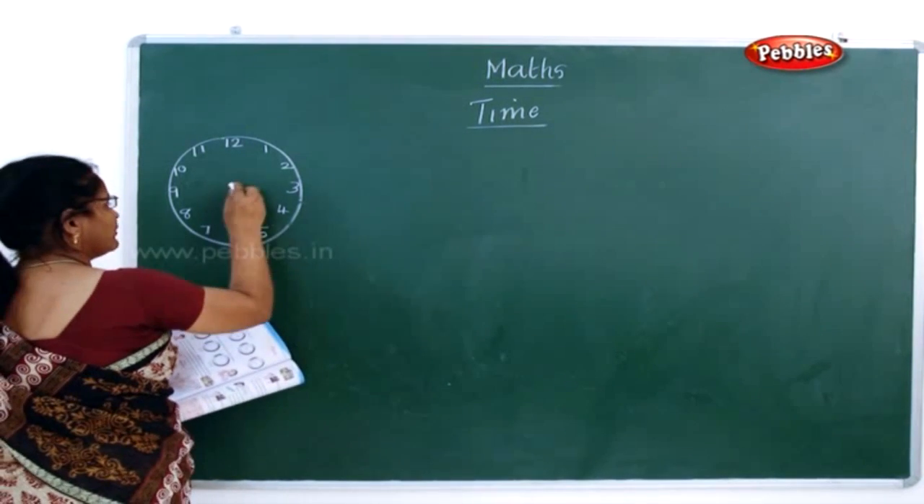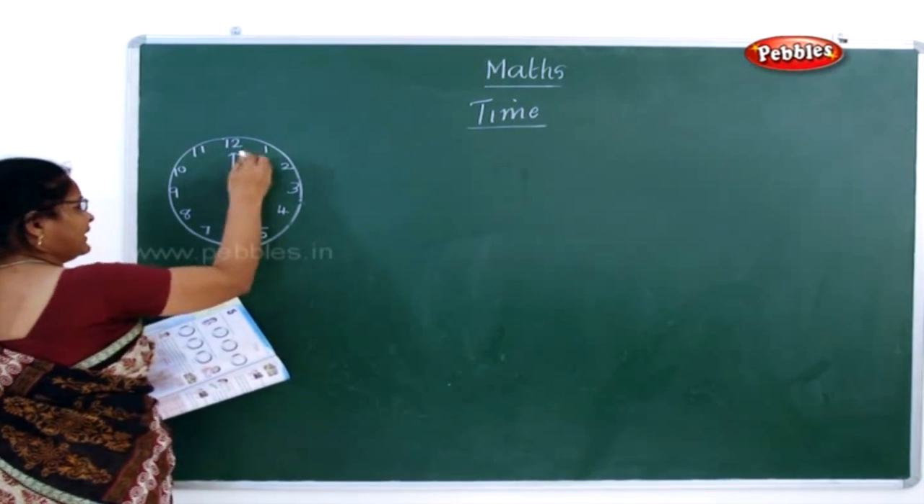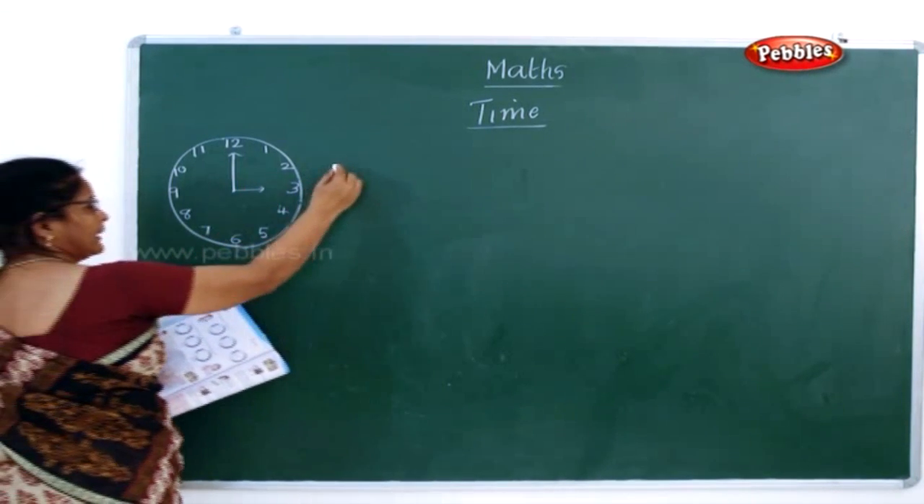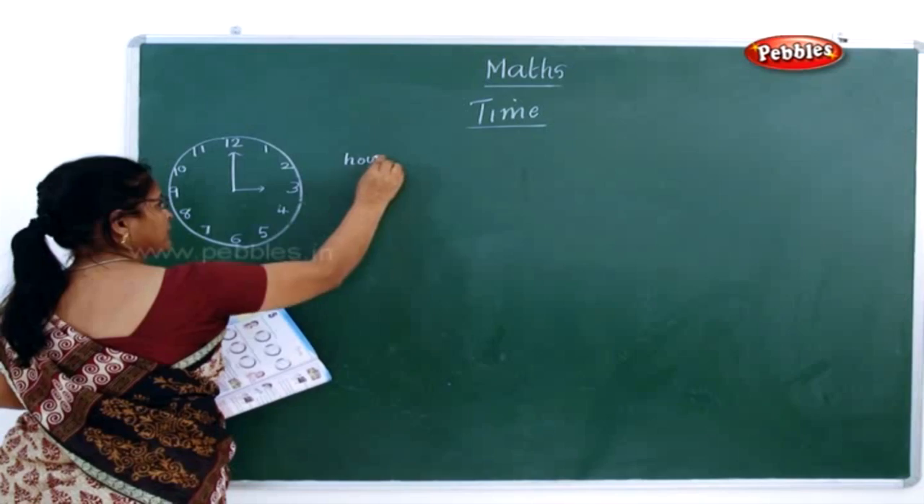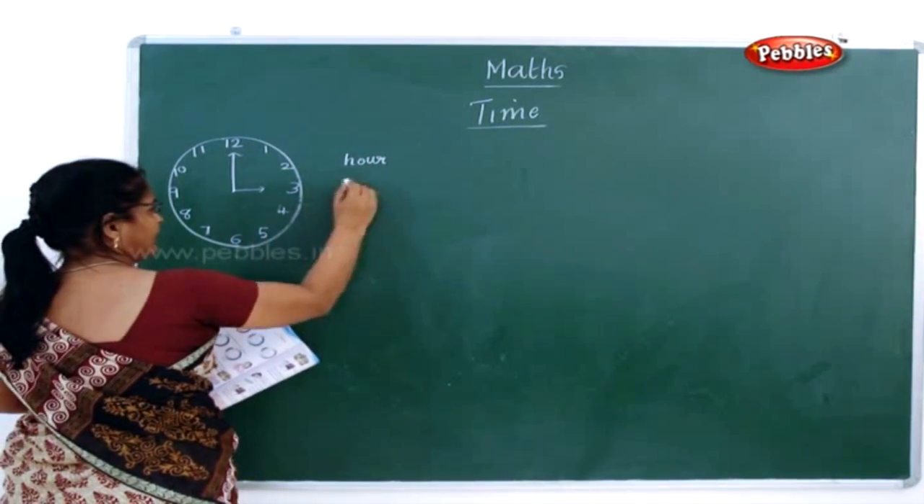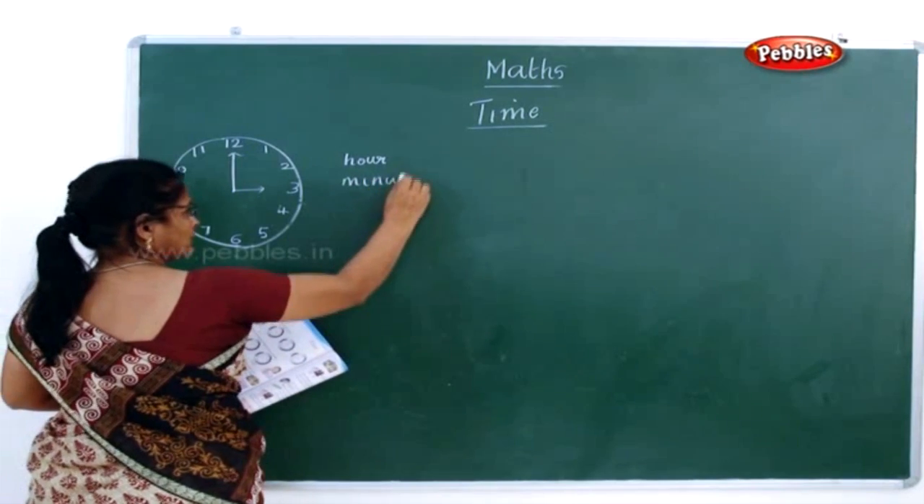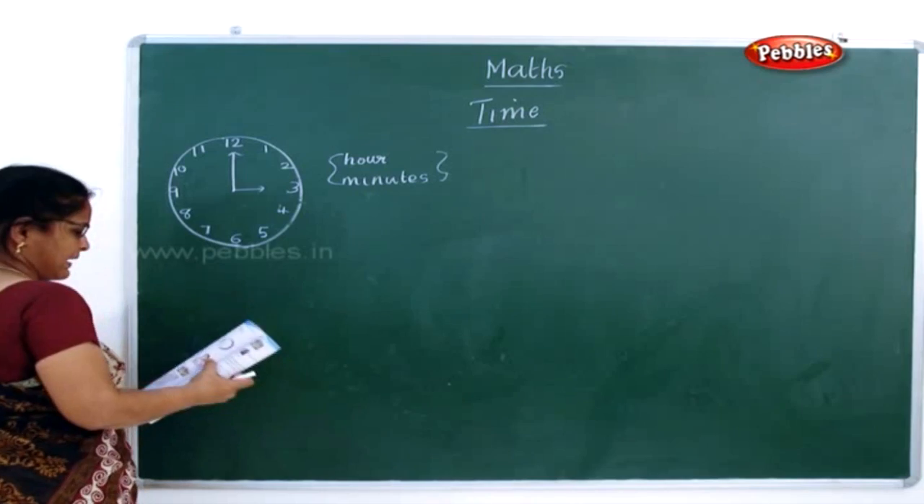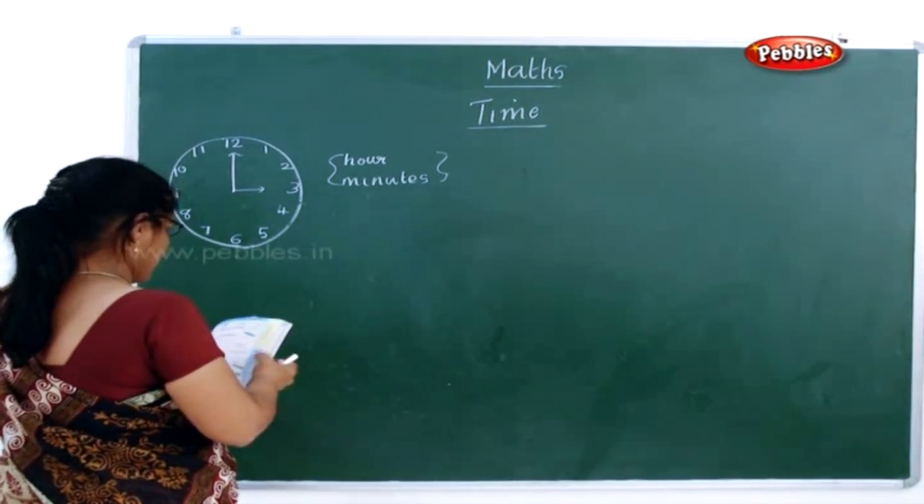See, now can you tell me this big hand, what does it represent? This big hand represents hour and the small hand represents minutes. All these things you must have read in your previous class.